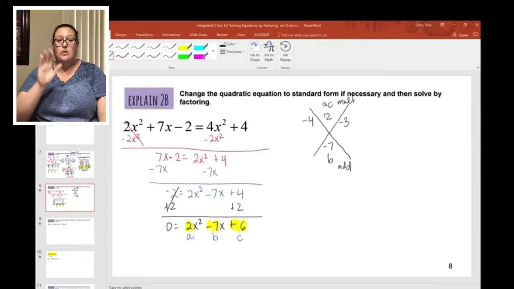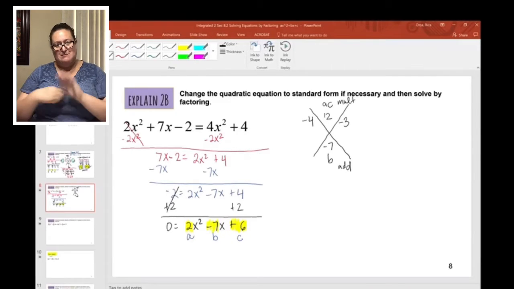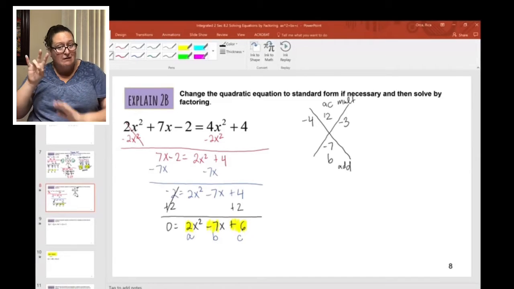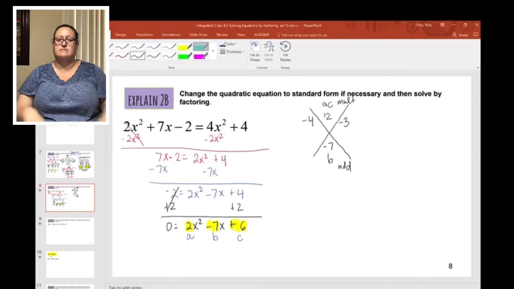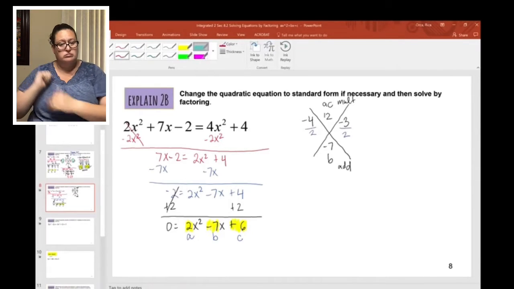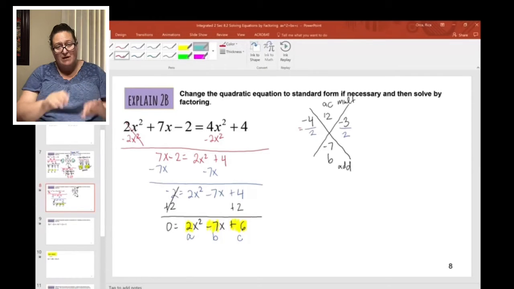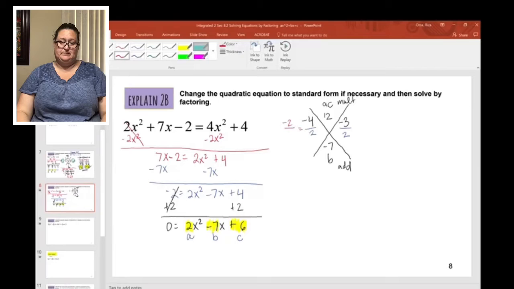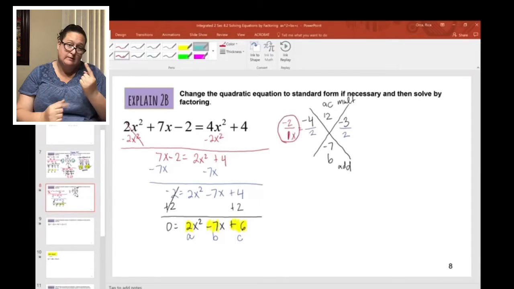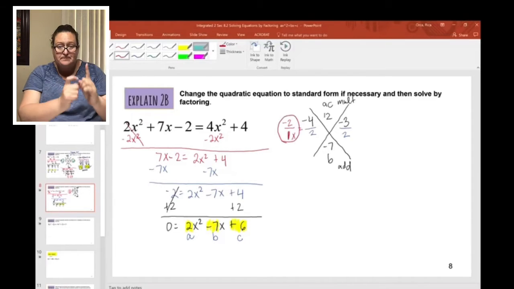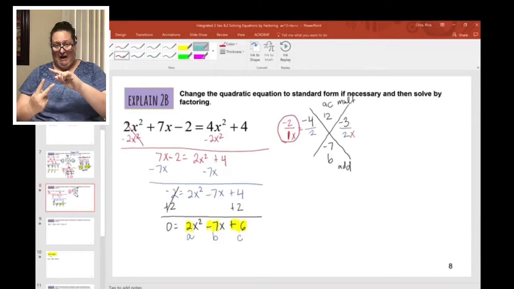Great. The two numbers are -4 and -3. -4 times -3 is +12, and -4 plus -3 is -7. Now take those numbers and divide by a. A is 2. Reduce the fractions. -4 and 2 are both divisible by 2. -4 divided by 2 is -2. 2 divided by 2 is 1. Write the x at the bottom. And now we have -3/2, which we can't reduce, so we'll leave that as is.